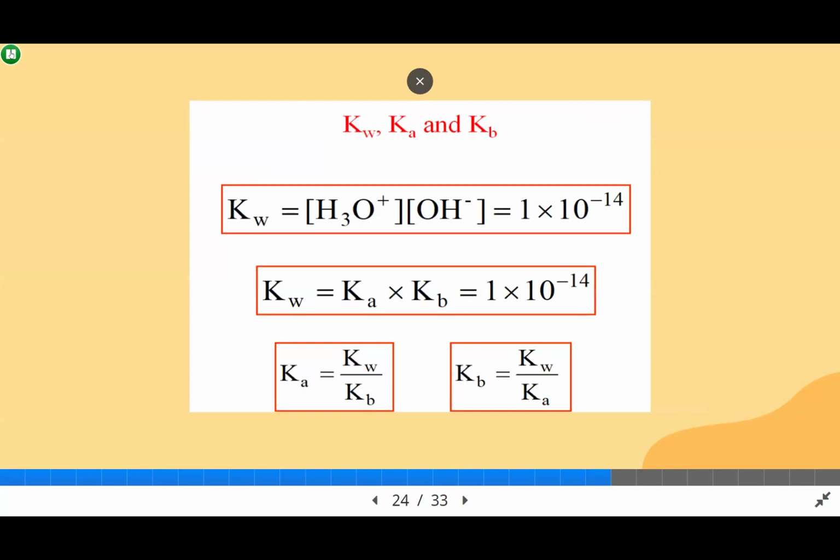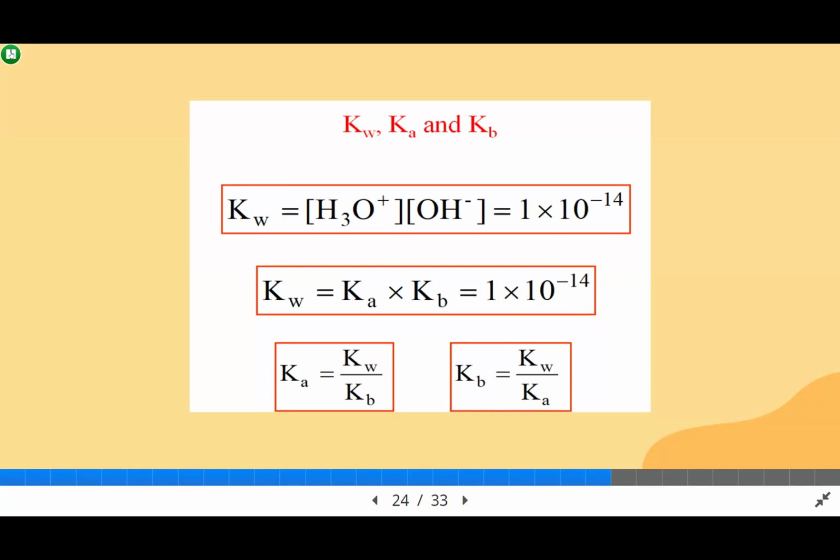So when we quantify the relationship between Kw, Ka, and Kb, we get that Kw equals Ka times Kb, which is the concentration of H3O+ times the concentration of OH-, which is equal to 1 times 10 to the negative 14. And we get two other equations as well.